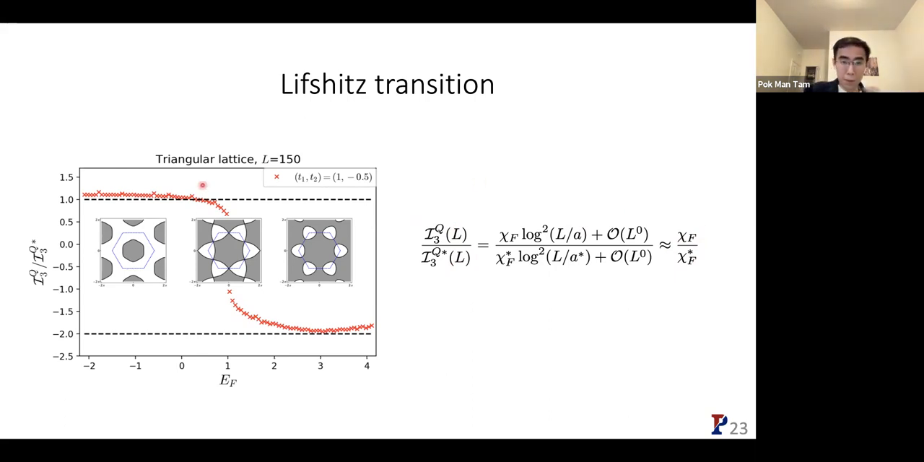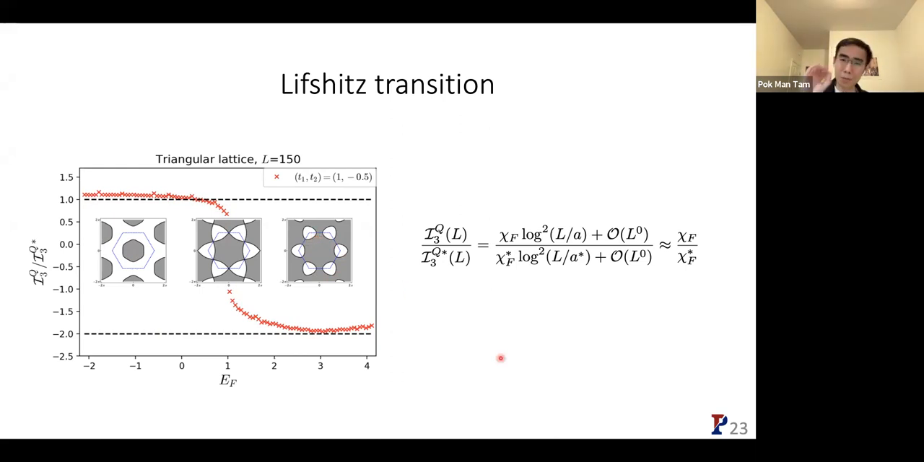If you look at the triangular lattice and tune the chemical potential to go through a Lifshitz transition from having one electron pocket to two hole pockets, you can see that this ratio changes from 1 to -2. A reference mutual information is calculated for the case when you have one electron pocket. When the chemical potential is negative, you have one electron pocket, and that ratio gives you 1. But when you go through a Lifshitz transition, you get to another plateau where this ratio becomes -2, because now you have two hole pockets.